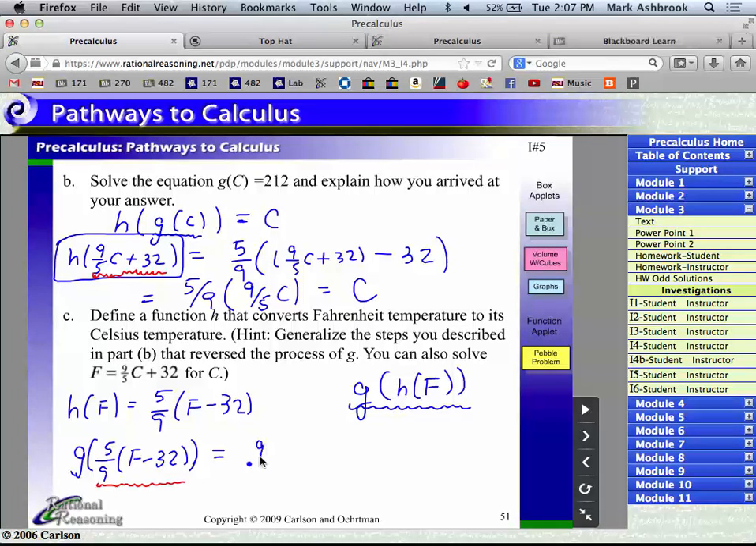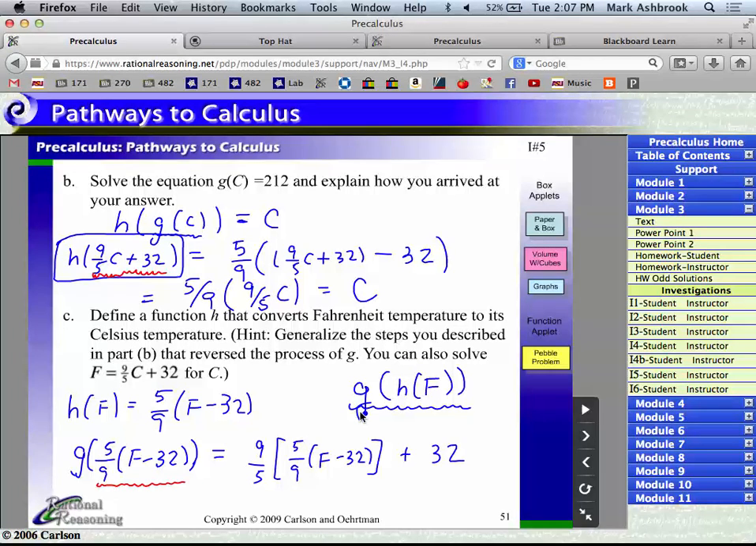Nine fifths multiplied by this whole thing, right? Yeah, because G is 9/5 times the input, and then after that plus 32. Is that what you did? That's what G says to do. It says take the input and multiply it by 9/5, and then after you're done doing that, add 32.